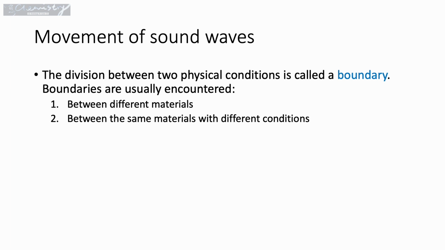When we are looking at the movement of sound waves, one of the things we can imagine is that sound waves can travel through different media. The division between two different physical conditions is called a boundary. It can be between two different materials or between the same material at two different conditions. Let's say we are passing sound from air to water, or water to an ice cube. That's just me being unable to come up with a better example.